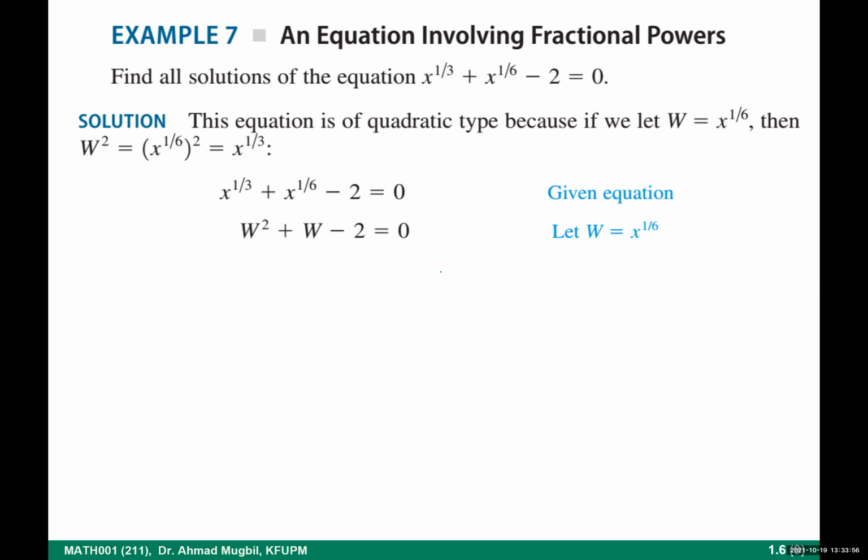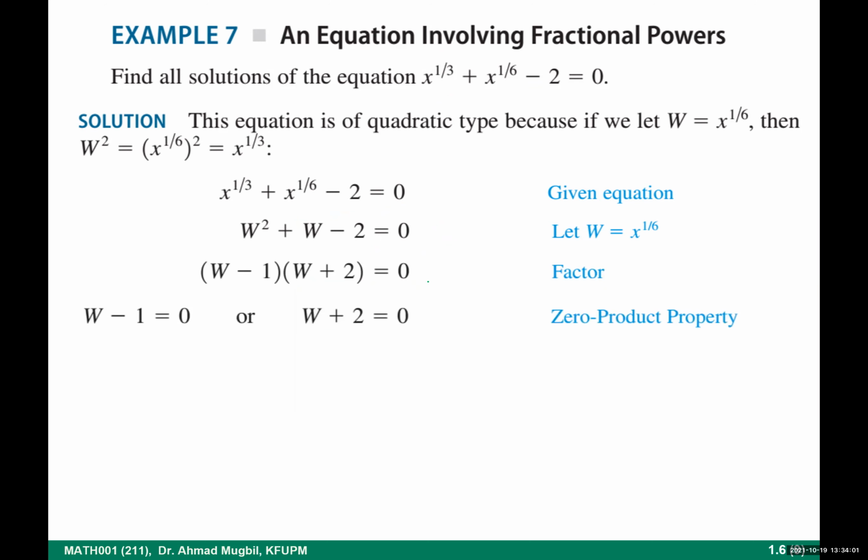We can factor. Yes. W minus 1, w plus 2. So w equals 1 or w equals negative 2, which means that x to the power 1 over 6 is 1, or x to the power 1 over 6 is negative 2. What is x if x to the power 1 over 6 equals 1? This, what is x? 1 or positive or negative 1?